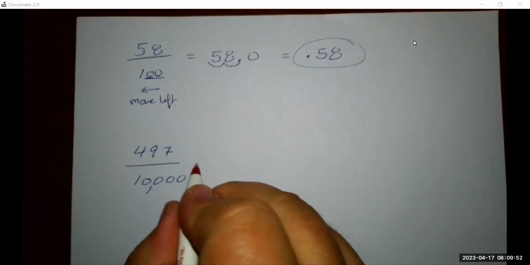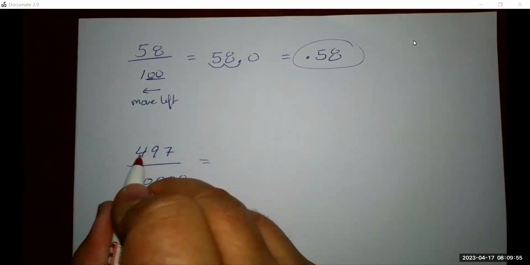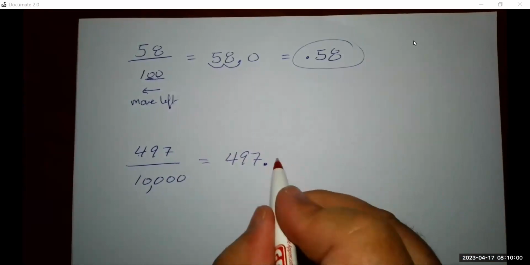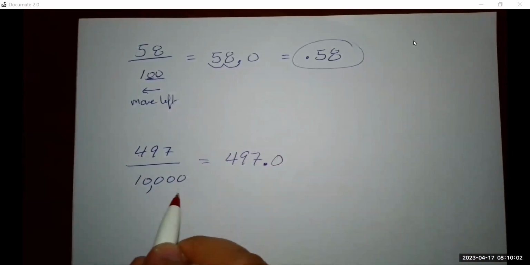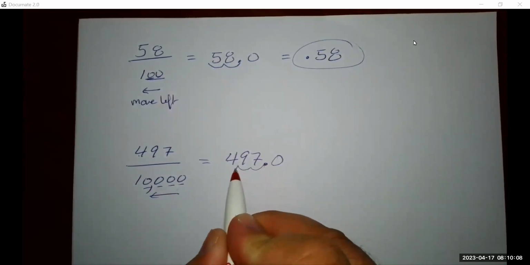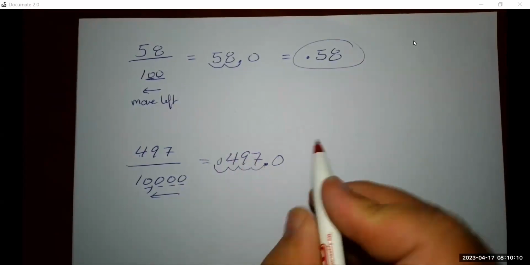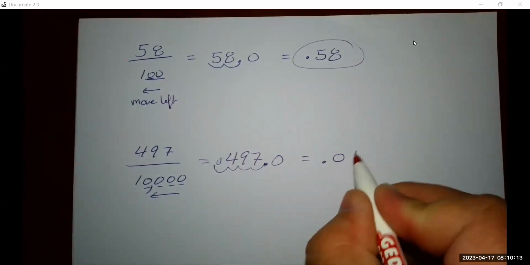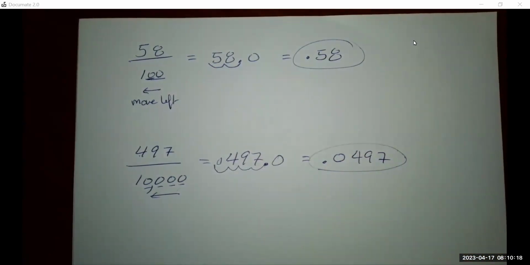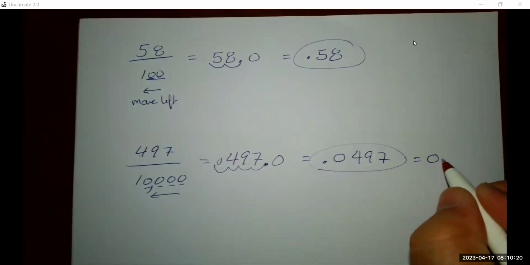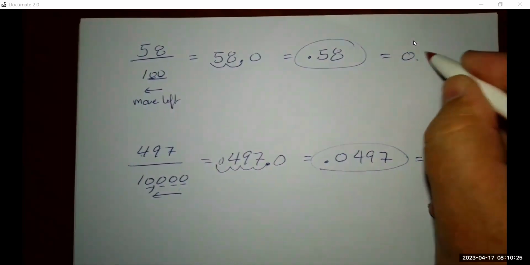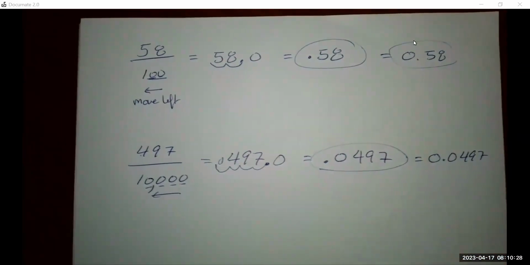How about if it's over 10,000? So we have, okay, this is 497 over 10,000. I move it to the left. 1, 2, 3, 4. So it's decimal 0, 497. It's typically acceptable to put a 0 in front of decimal numbers. So this would be 0.58, 0.04.